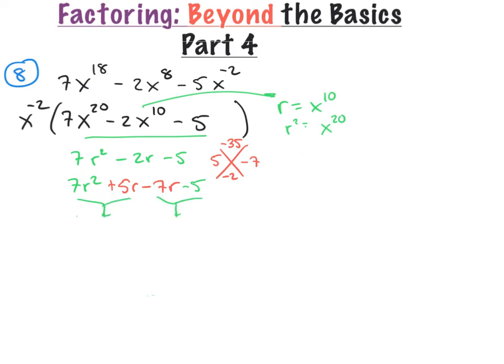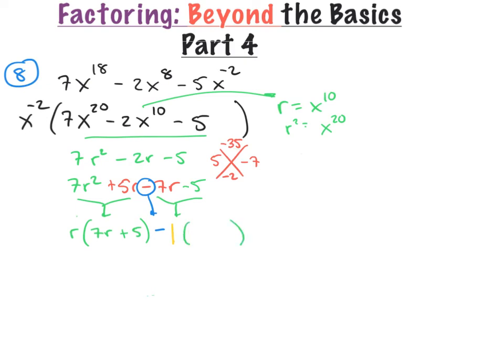7r squared plus 5r, we can factor out an r, leaving us with 7r plus 5. Really important to remember to bring down that negative sign in the middle. Now, there is no common factor between a 7r and a 5. So if you don't have a common factor, factor out a 1. That's always okay.